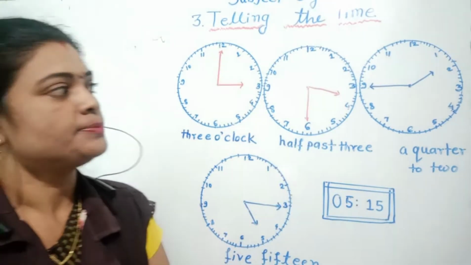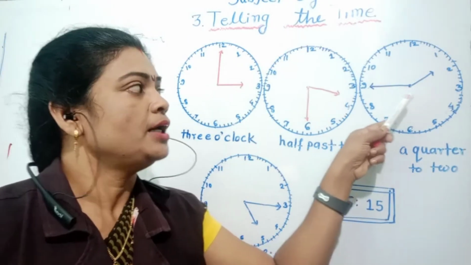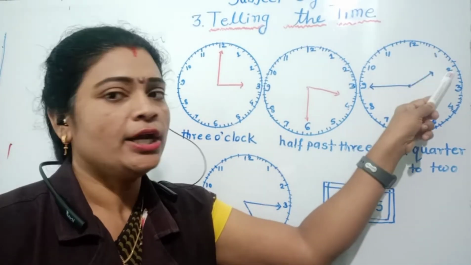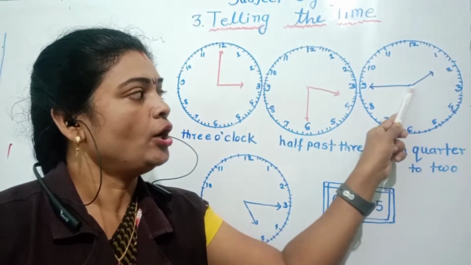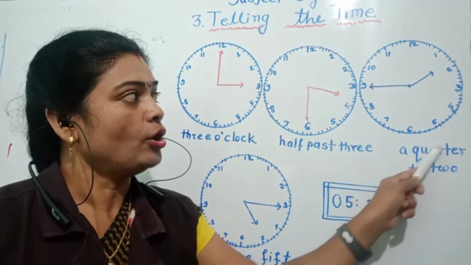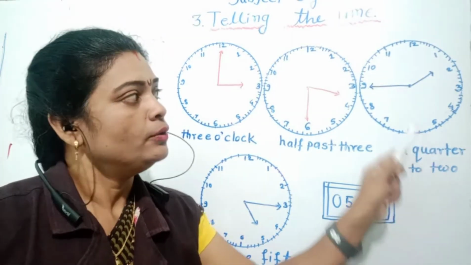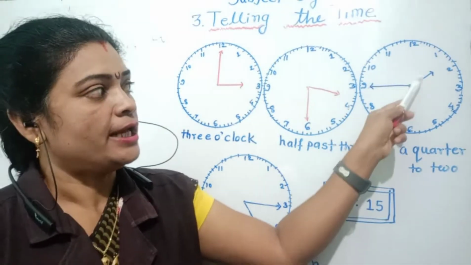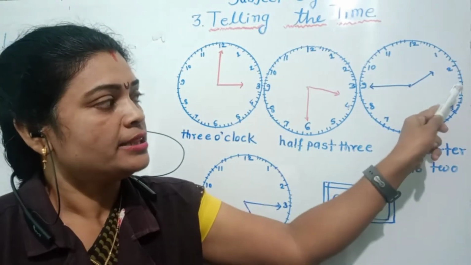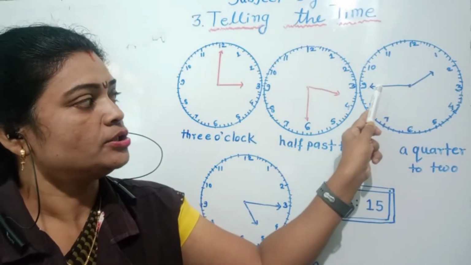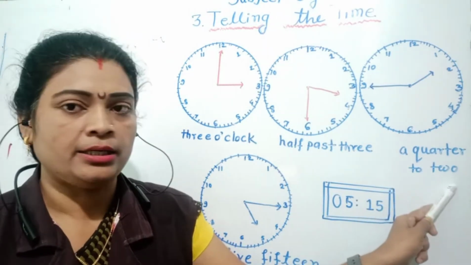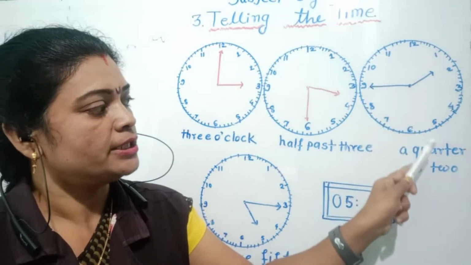Now look at the next picture. In this dial, the short hand is between 1 and 2. The long hand goes to the number 9. So the time is 1:45. For example, we can also change this. Suppose the short hand is between 2 and 3, and the long hand also reaches 9. Then we can say it is 2:45. In this way we can tell the time.